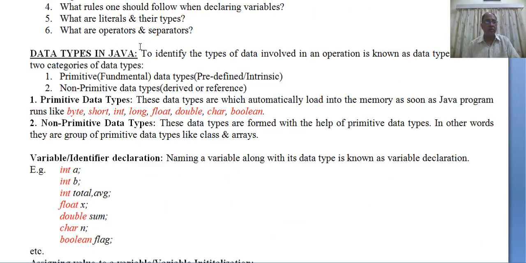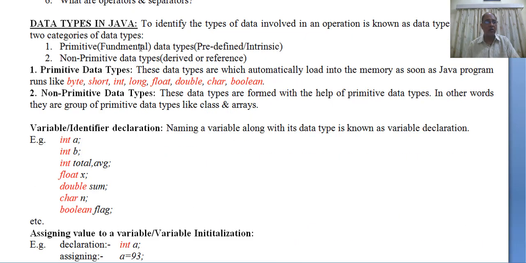Now we come to the next topic, data types in Java. Identifying the types of data involved in an operation is known as data type. There are two categories of data types. Number one, primitive, that is fundamental data types, which are called predefined or intrinsic. Number two, non-primitive data types, derived or reference. So first we try to understand what a primitive data type is.